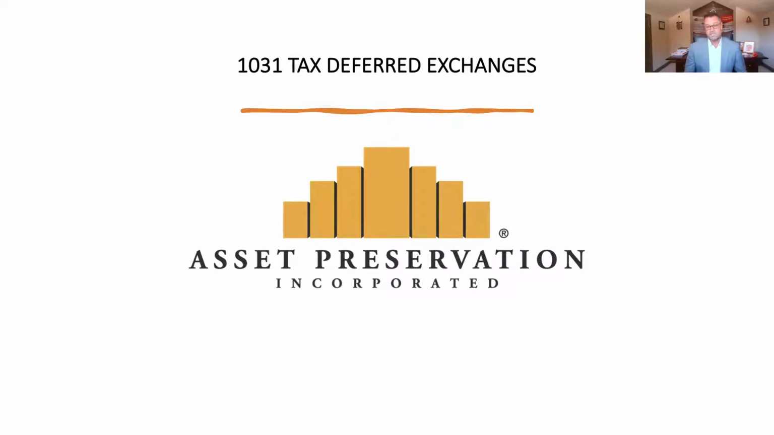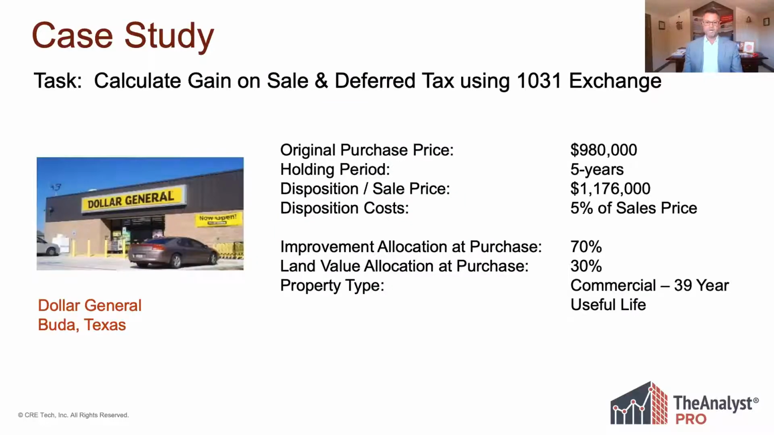And I want to take just a minute today and show you how we can do a 1031 exchange calculation using the Analyst Pro. I put together a sample little case study here. It's just a Dollar General property, very simple, where we come in and ask: what's the purchase price, your original going-in acquisition price and cost? Let's say $980,000. How long are we going to own the property? 5 years. What can I sell that property for today?